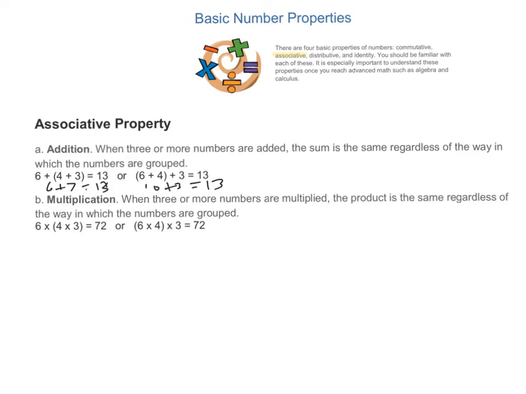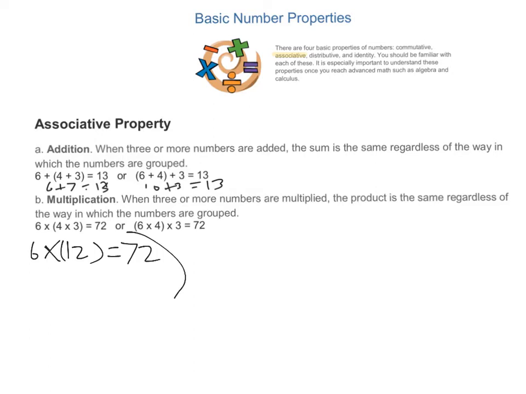Presumably the multiplication one will be similar. Multiplication: when 3 or more numbers are multiplied, the product is the same regardless of the way in which the numbers are grouped. So as I said, according to the order of operations, we do the stuff in brackets first. So here we do 4 times 3 is 12. Then 6 times 12, I might actually have to do that. Oh, I should know that, my 12 times tables. 6 times 12 is 72.